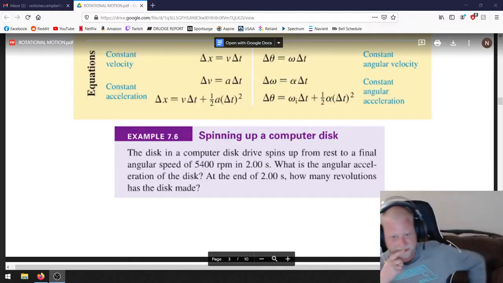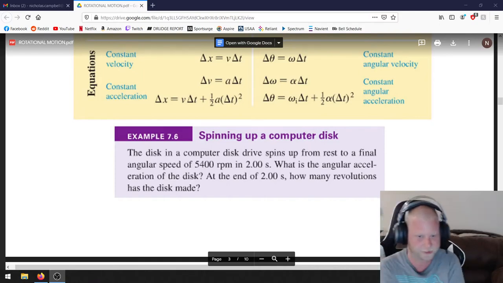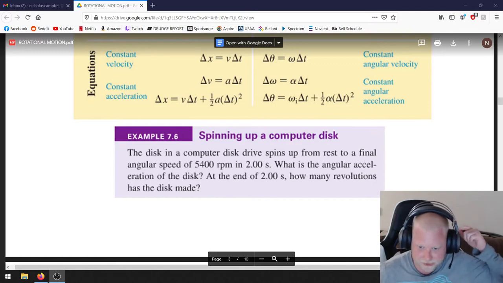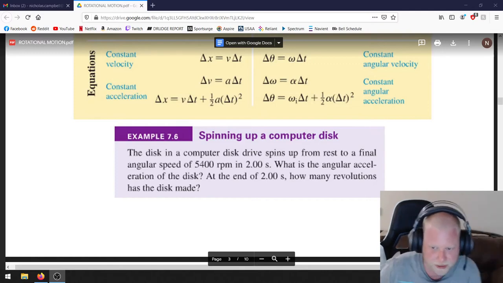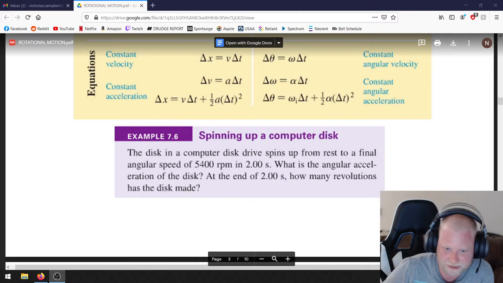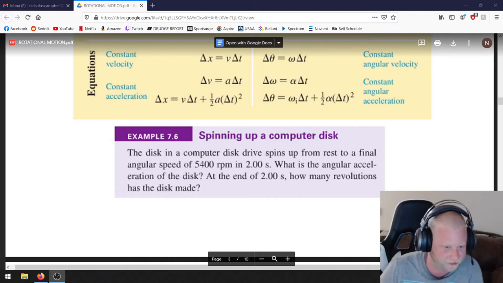So in example 7.6, we're spinning up a computer disk from rest to a final angular speed of 5,400 RPM in 2 seconds. We want to know what the angular acceleration of the disk is, and at the end of 2 seconds, how many revolutions the disk has made.